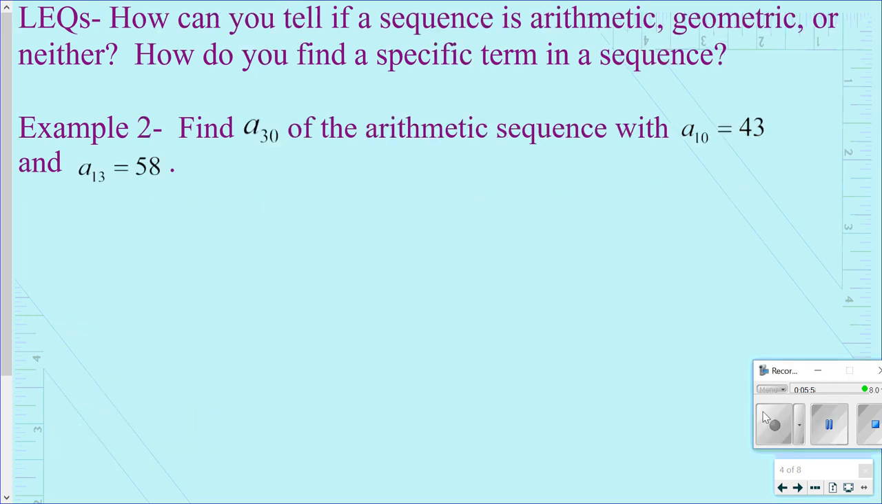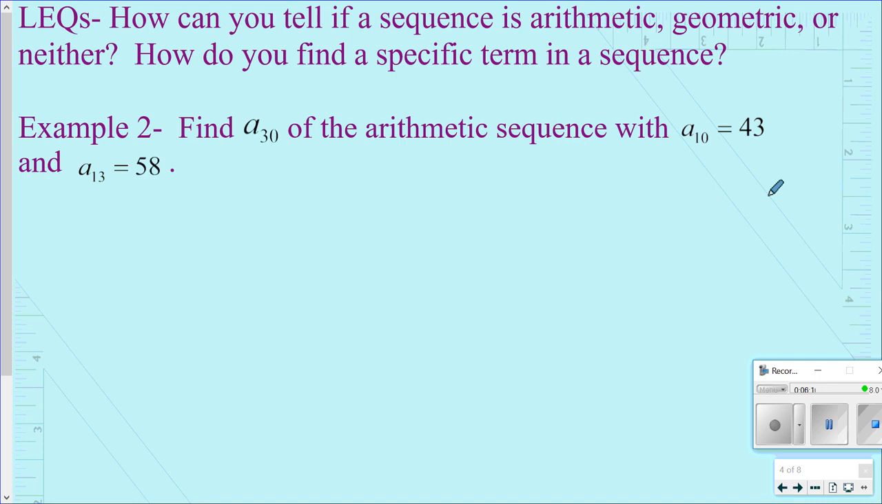Okay, here's our next example. Go ahead and copy that into your notes. So this time I want the 30th term, and I know the 10th term and the 13th term. Here I don't know the common difference, so I'm going to have to figure that out. And actually, this one's a little tricky because I don't know the first term either. So we run into a little bit of a problem, but that's all right.